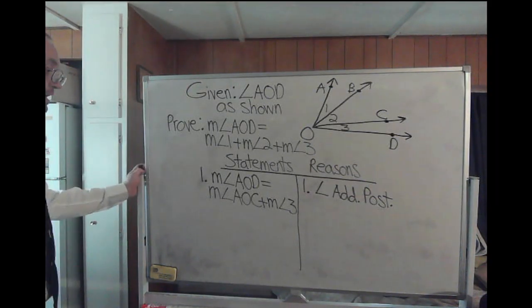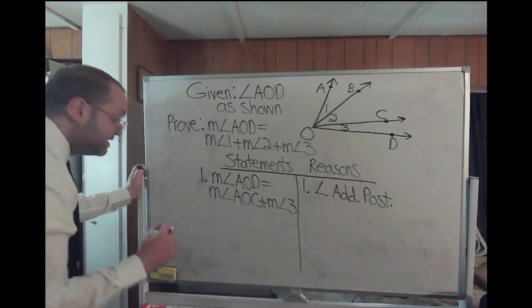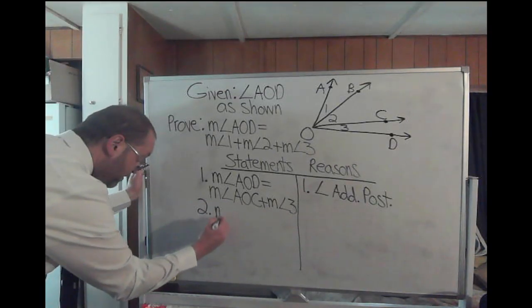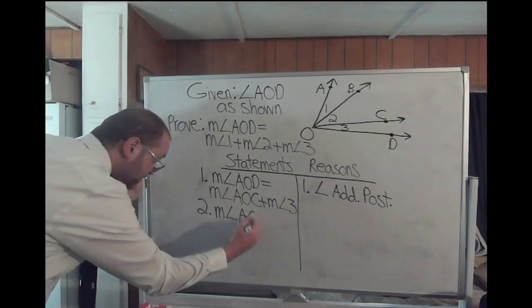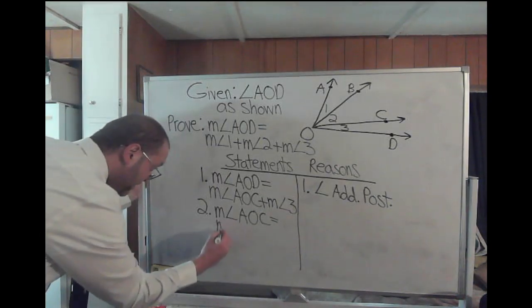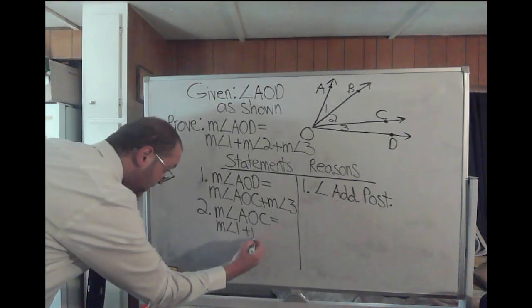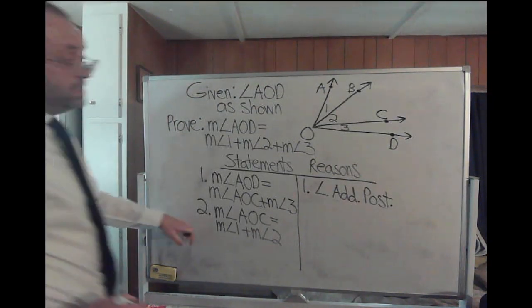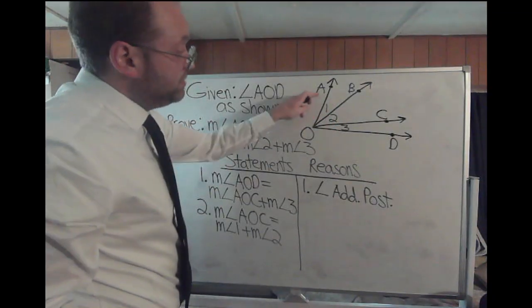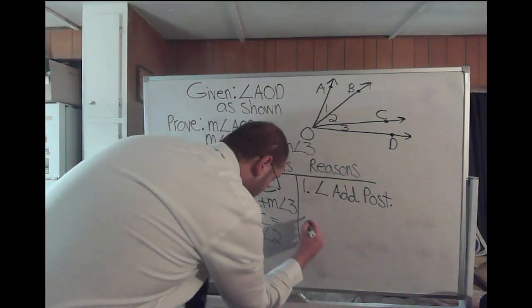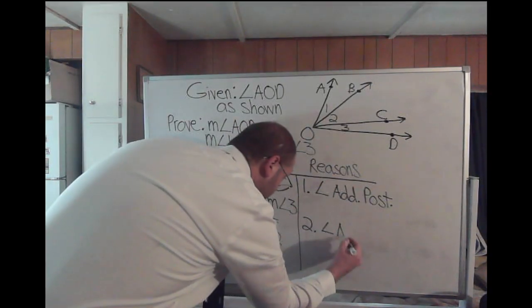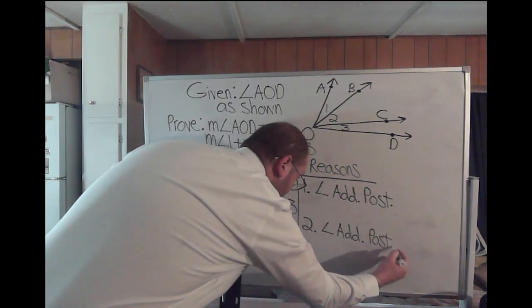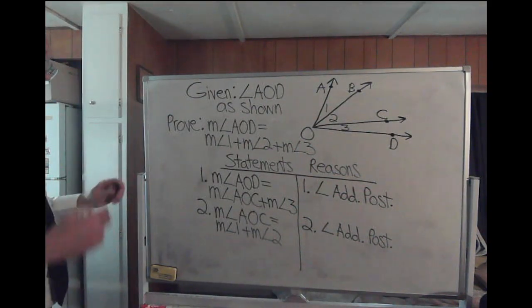Now, let's see here. Let's get creative. We know that the measure of angle AOC is equal to the measure of angle 1 plus the measure of angle 2, right? Because again, angle 1 plus angle 2 equals the measure of angle AOC. This is also being done by the angle addition postulate. You can absolutely get the same reason a couple times in a proof. That's completely normal.